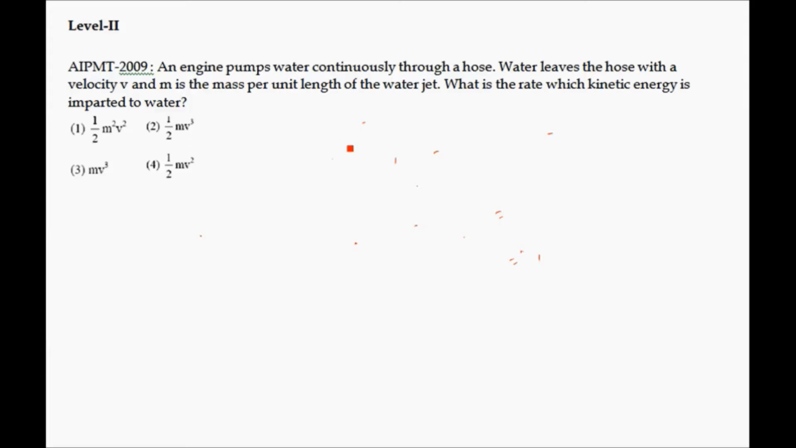So I just first draw the figure. Let's suppose this is the hose pipe which throws water, and mass m be the mass per unit length of water, and it throws the water with a velocity v. So it means velocity v is equal to length divided by time, as we know that velocity is equal to length divided by time. So for t is equal to 1, length is equal to v.